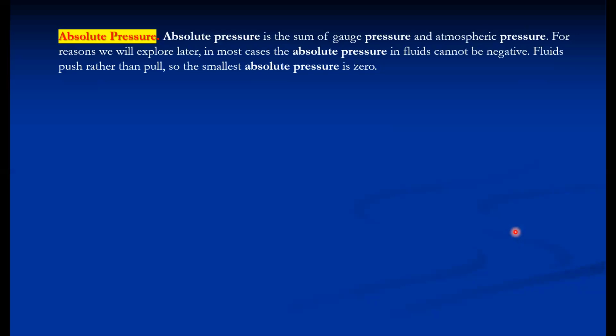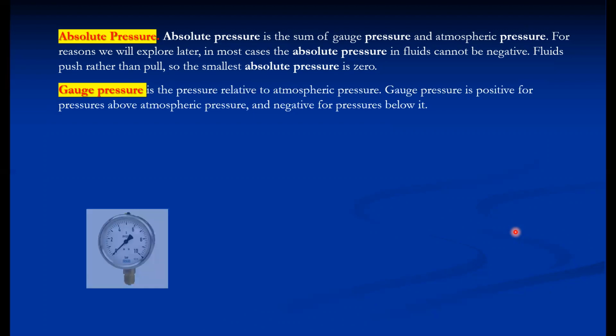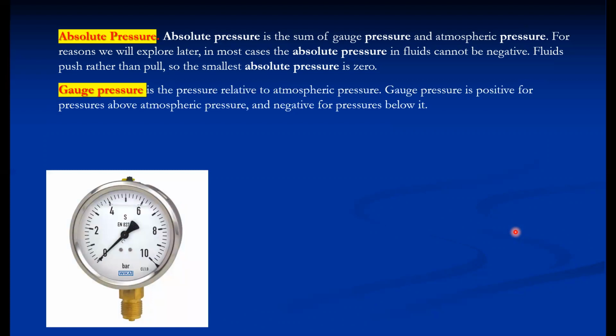So mainly, absolute pressure is the sum of gauge pressure and atmospheric pressure, so atmospheric pressure is added. Gauge pressure is the pressure relative to the atmospheric pressure. Gauge pressure in most cases is positive for pressure above atmospheric and negative for pressure below it. So these are some gauges we can express. These are the commercial gauges.